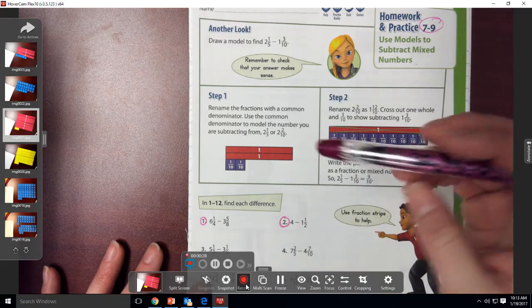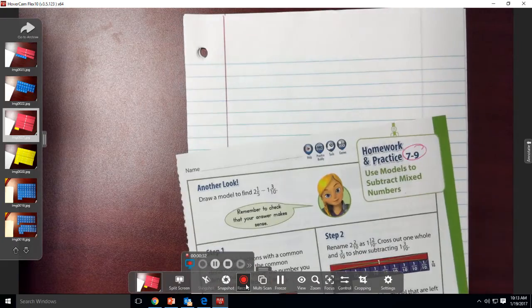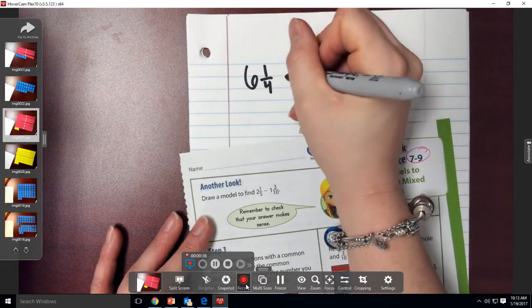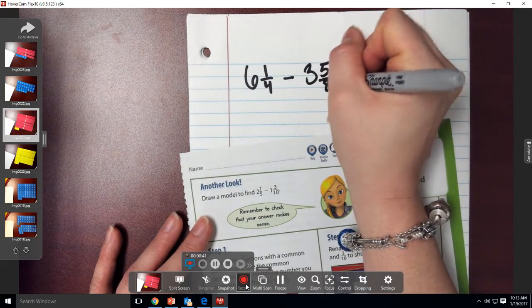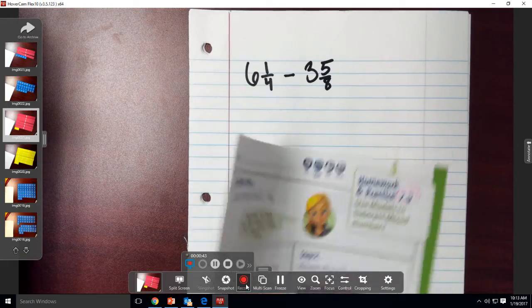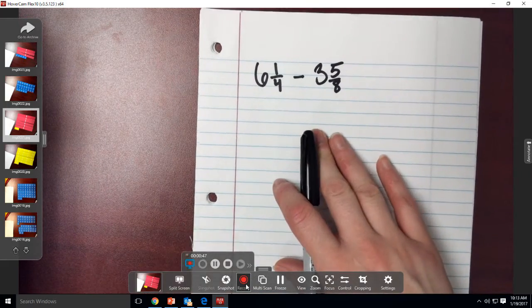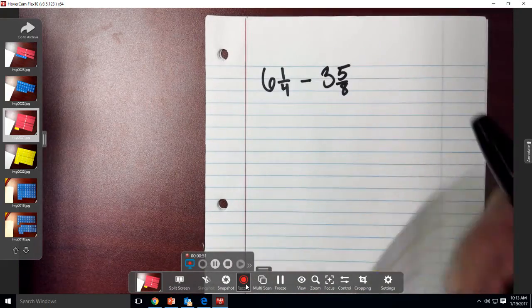And the first thing I'm going to be doing is actually copying down number 1 onto my paper. And I'm going to copy it down nice and big so that you can really see it. Minus 3 5/8. And then I'm actually going to set my worksheet aside because I don't really need it right now. I'm going to be doing all of my work on my paper, and then at the end I can just put my answer on my worksheet.